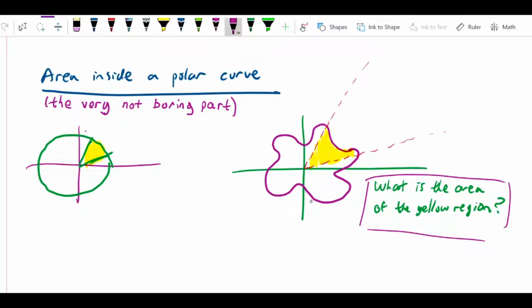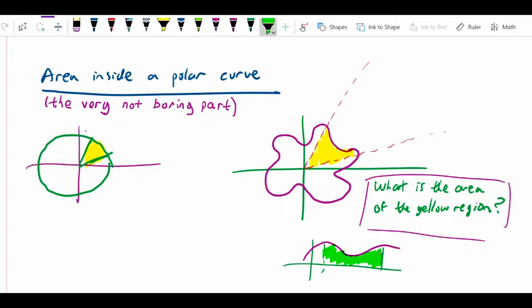We have some polar curve represented by this purple blob, and we're trying to figure out what the area of the yellow region is. It's important to understand specifically what types of areas we can find using this model. Just as, let me draw this quickly, when we first started to do integration, we could find the area that was under a curve and between two vertical lines like this.